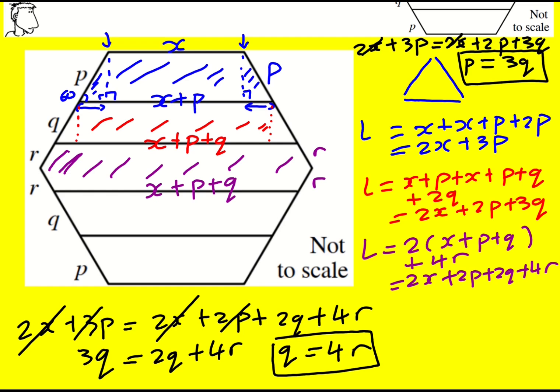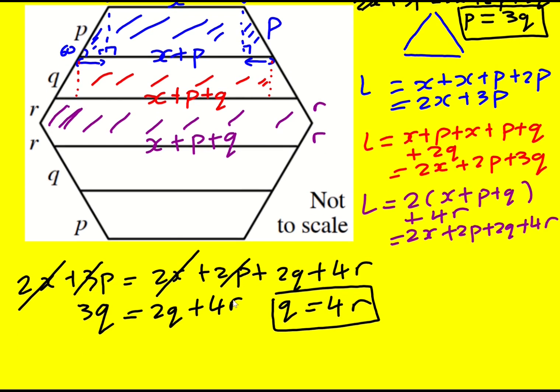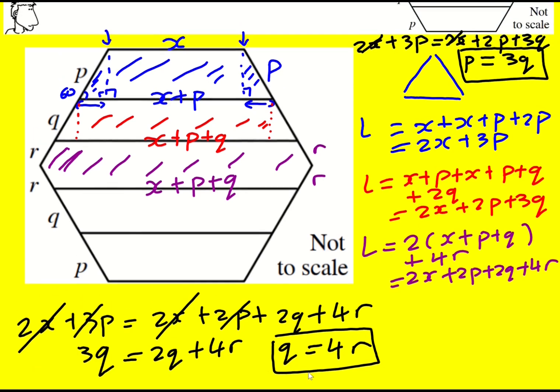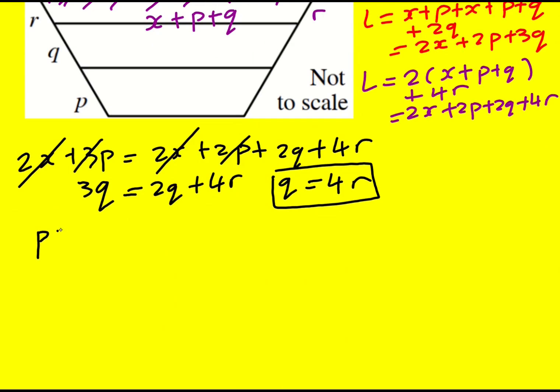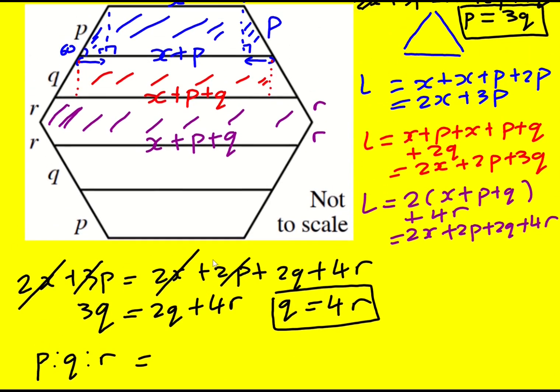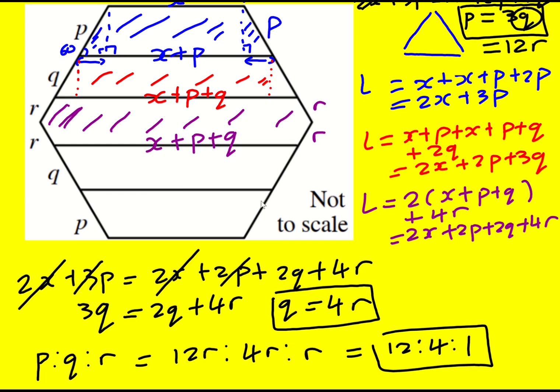All right, and this is brilliant now. I'm trying to write the ratio of the lengths p, q, and r, in that order, p to q to r. So I have that p is equal to 3q, and I have that q is equal to 4r. If I substitute in 4r into here, I actually get 12r. So it's going to be 12r to 4r to r, which can then be simplified to 12 to 4 to 1. That is going to be our final answer.